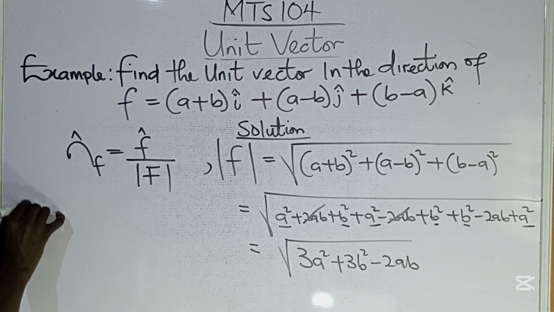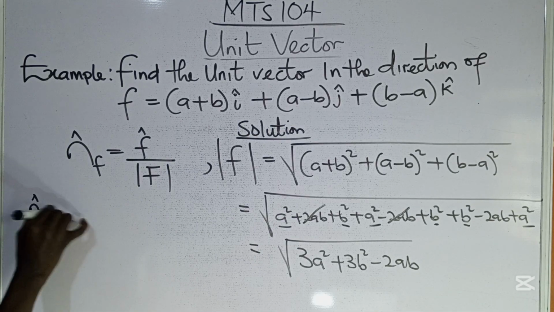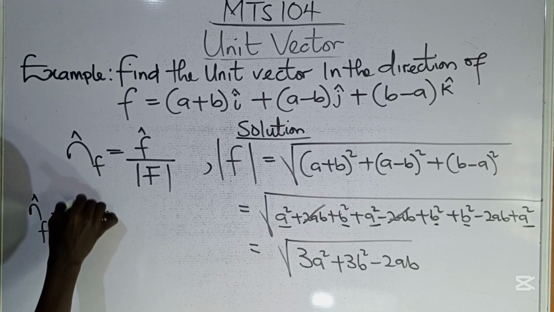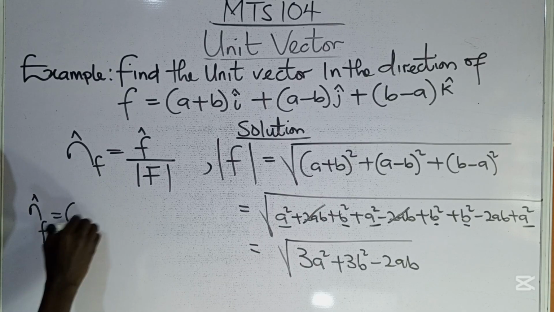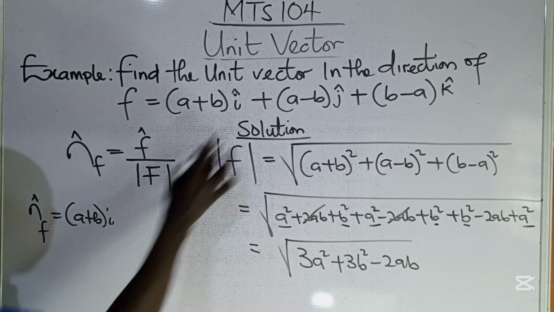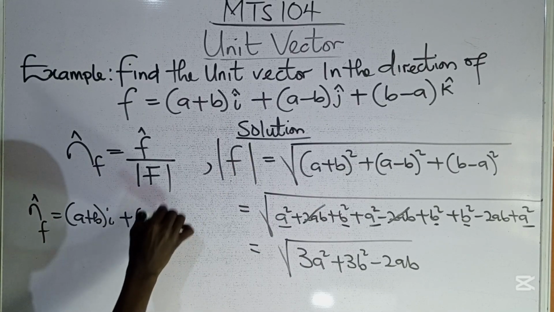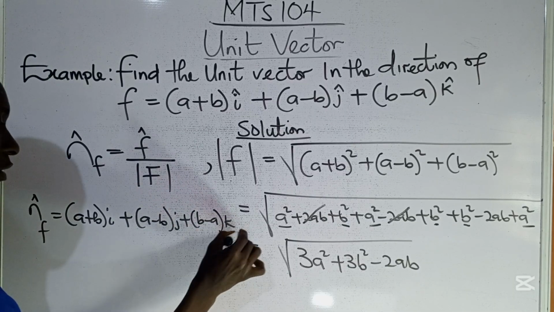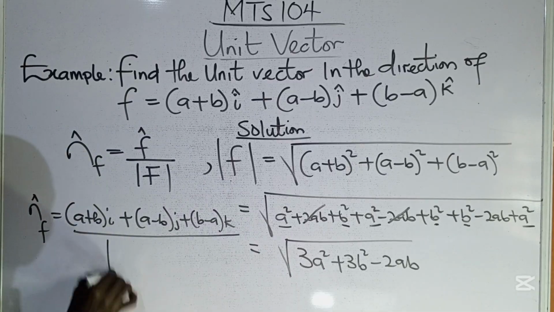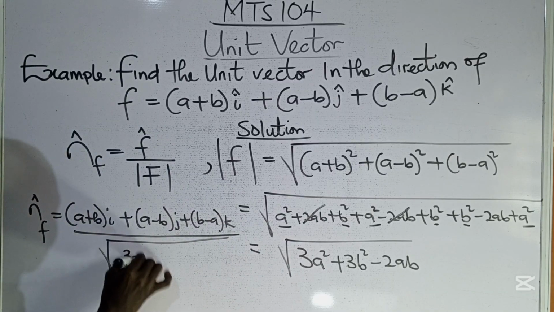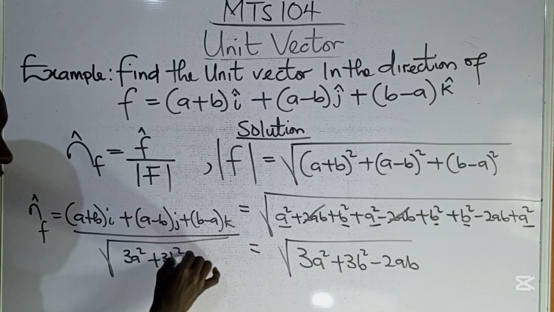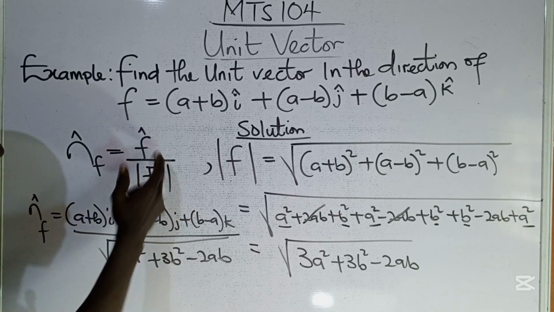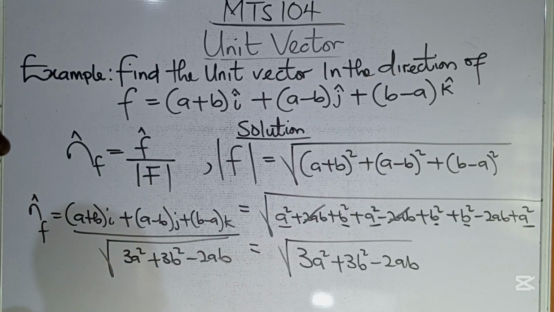So we come back here, that the unit vector of f becomes a plus b i plus a minus b j plus b minus a k, right, over modulus. That's square root of 3a squared plus 3b squared minus 2ab. And that's all. Vector over its modulus. It's as simple as that.